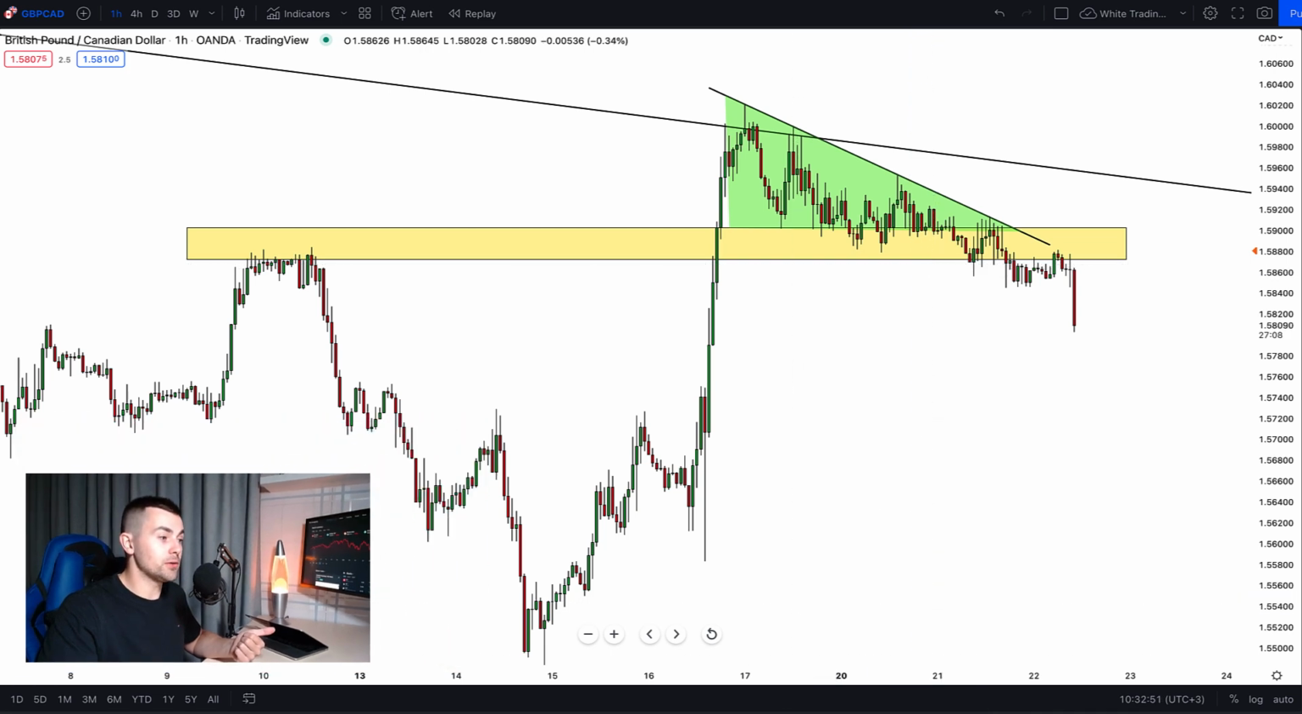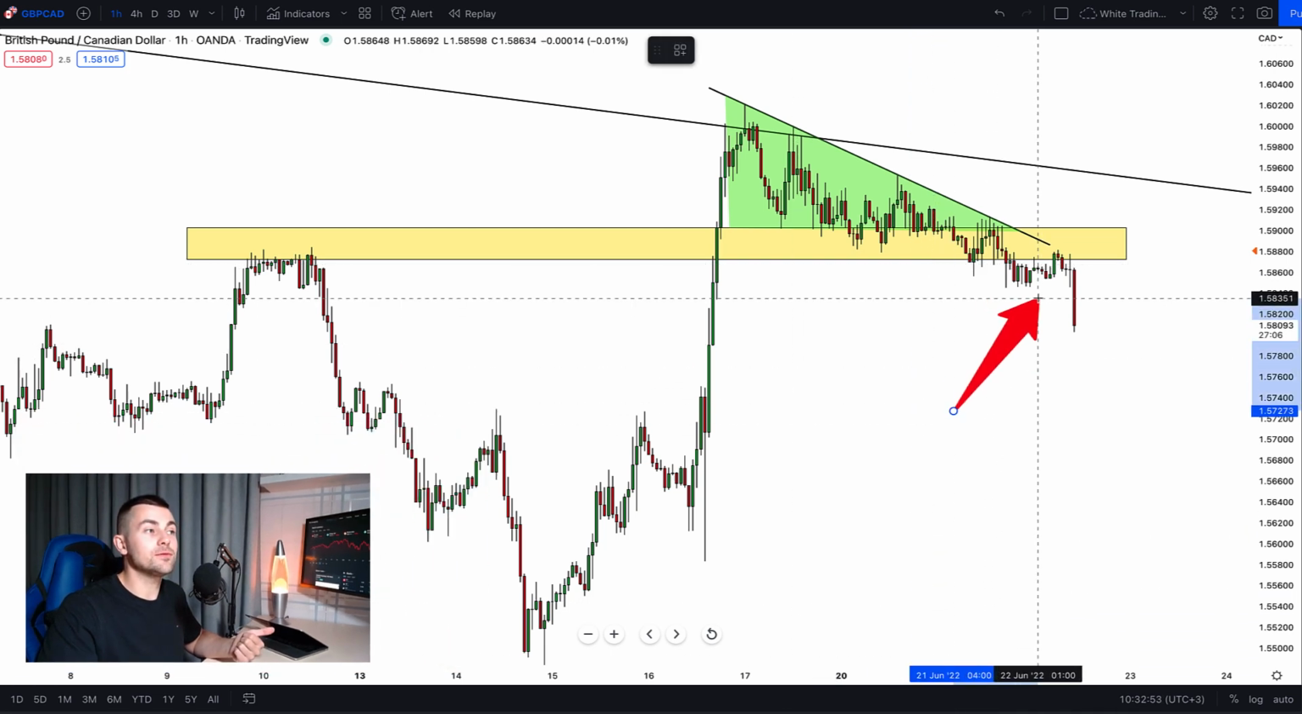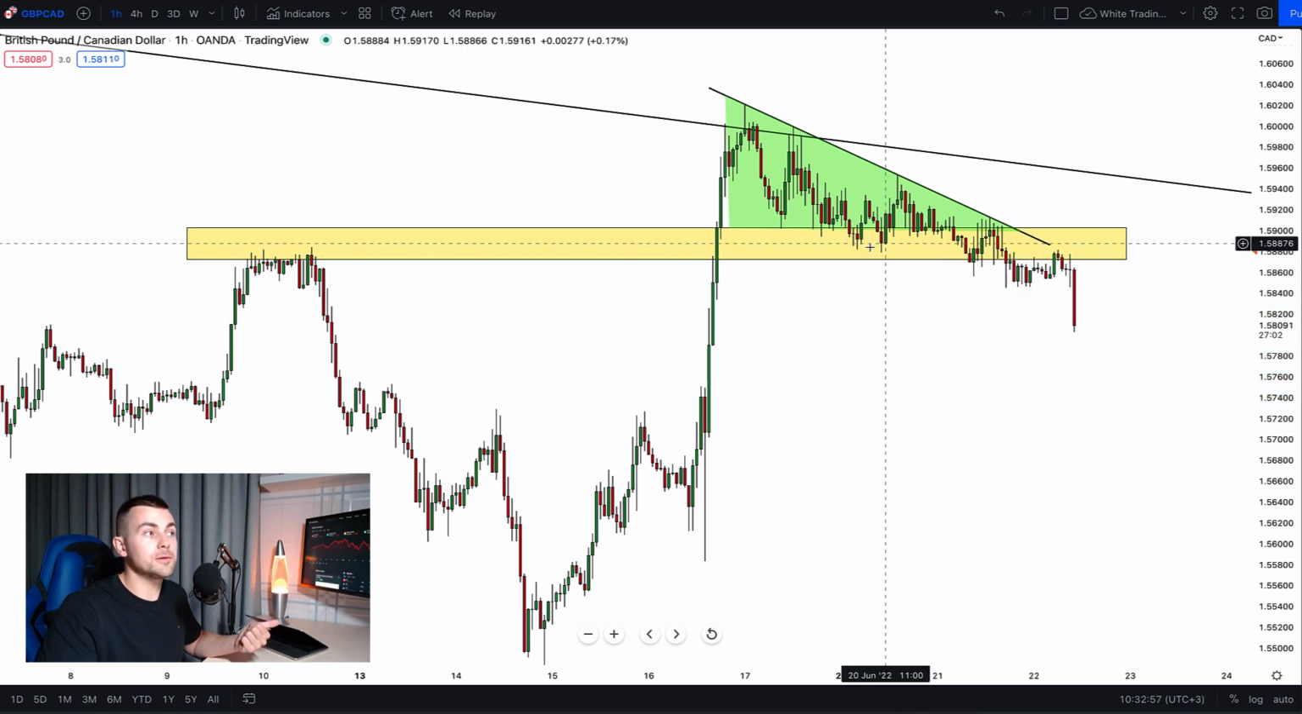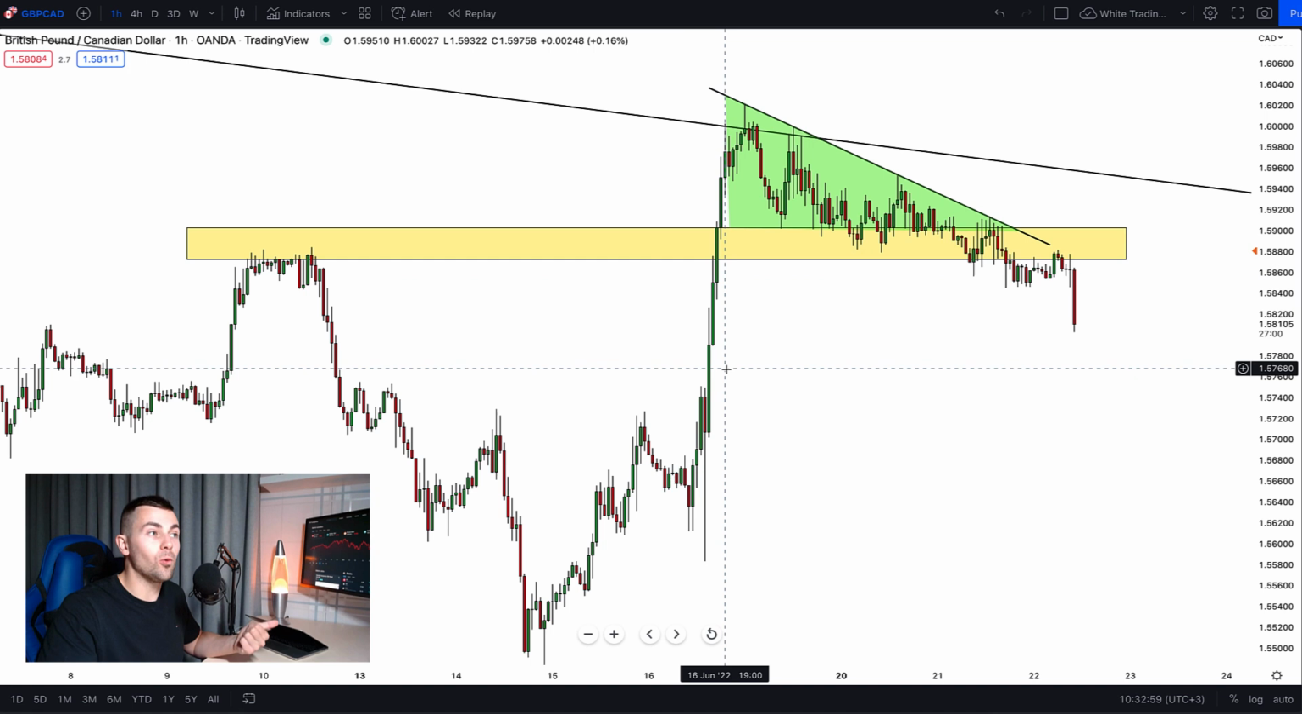And take a look, traders, what happened just recently. The price finally broke that structure. The price broke that strong support, and it tells us that sellers are willing to sell. Sellers are willing to break strong structures.